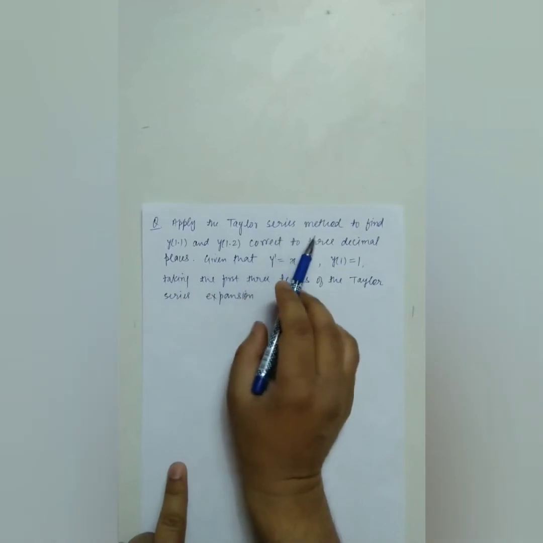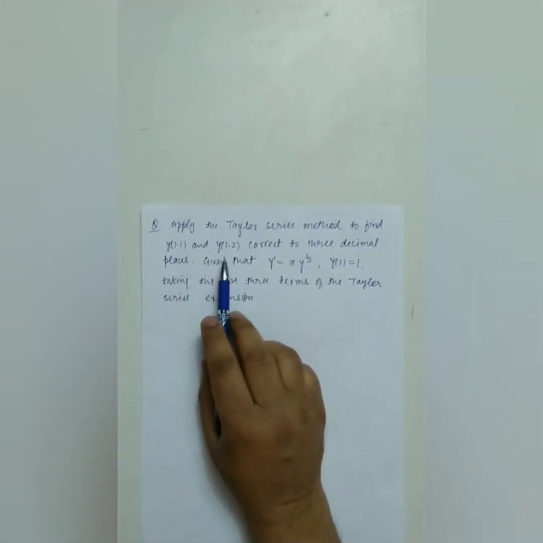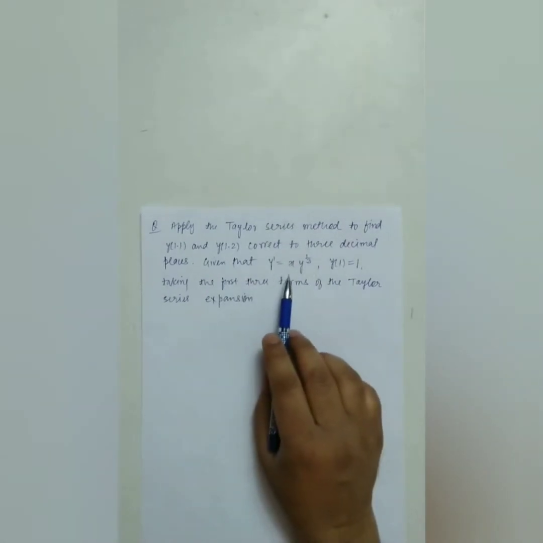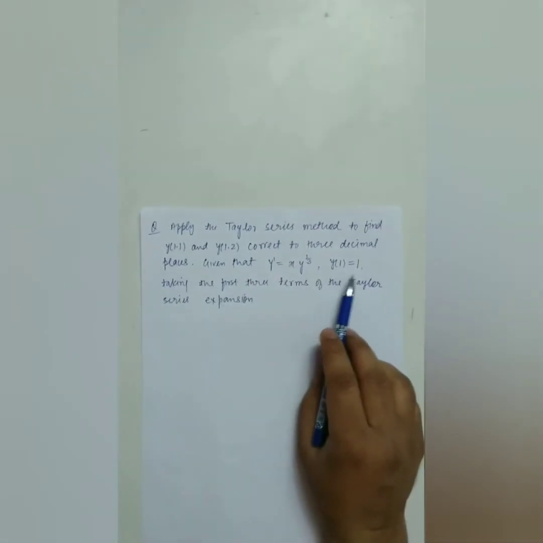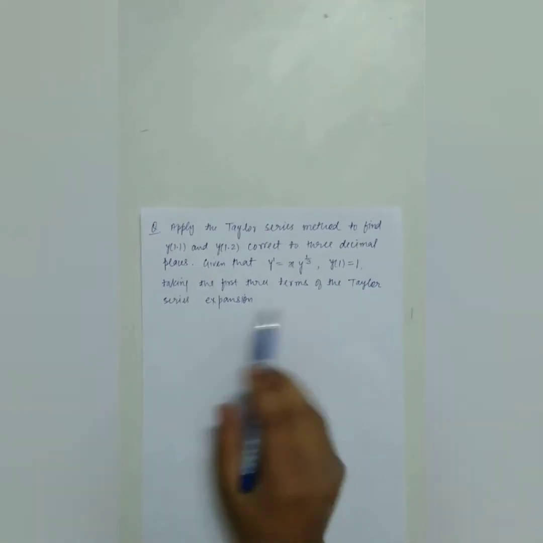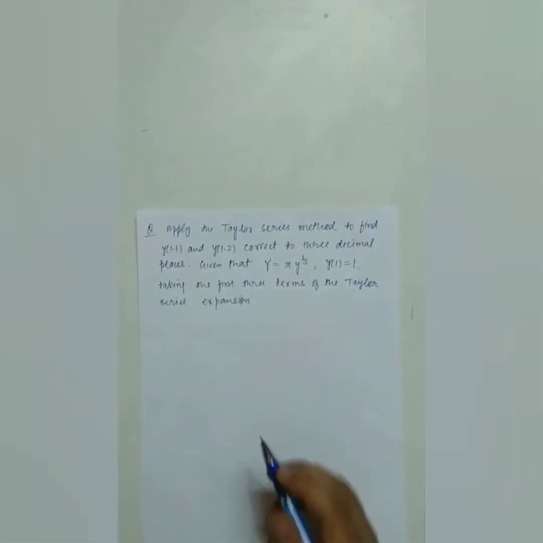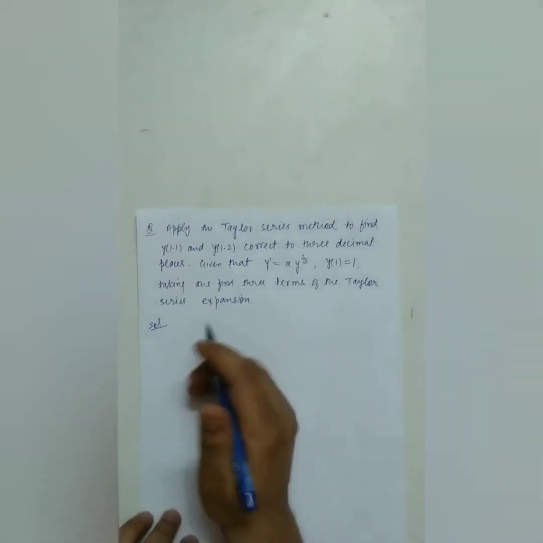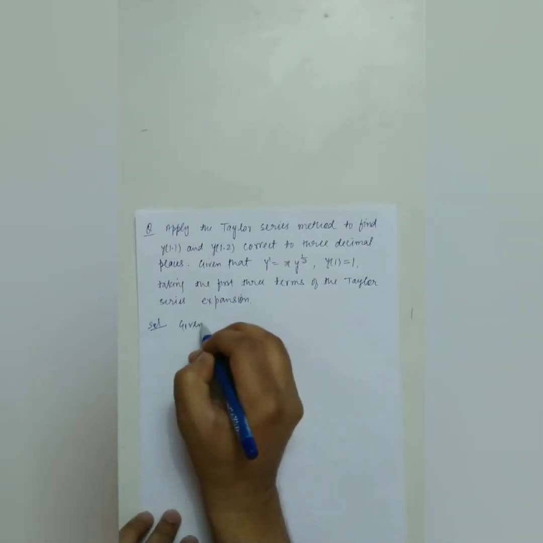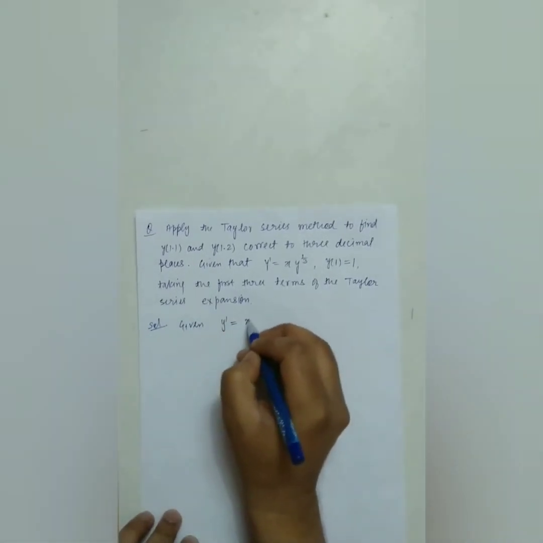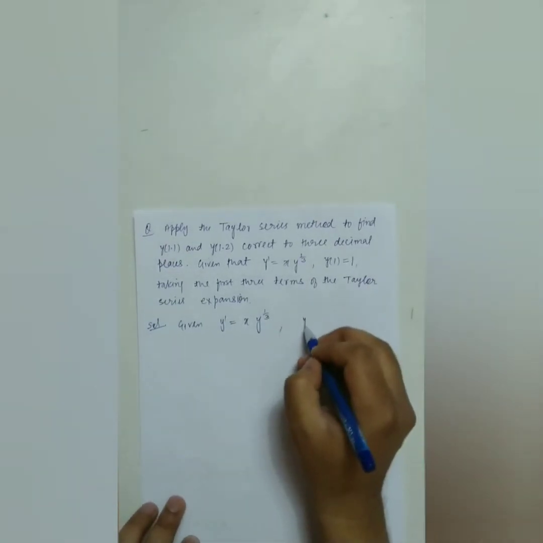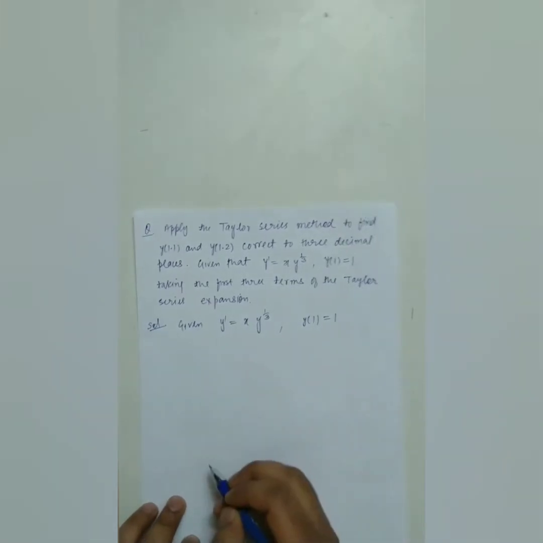Apply the Taylor series method to find y at 1.1 and y at 1.2, correct to 3 decimal places, given that y dash is equal to x y raised to power 1 by 3, y1 equal to 1, taking the first 3 terms of the Taylor series expansion only. So now we solve this example. We are given the differential equation y dash is equal to x y raised to power 1 by 3 and the condition y1 is equal to 1.